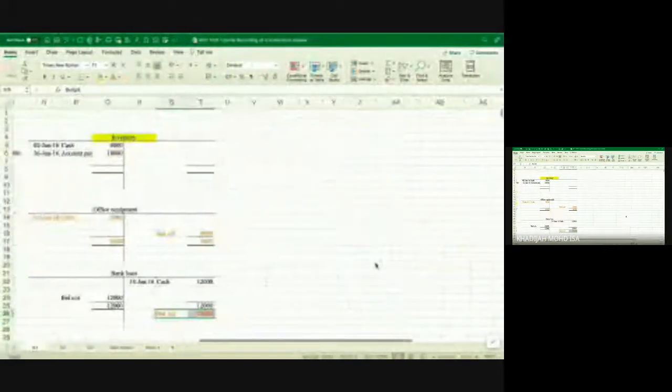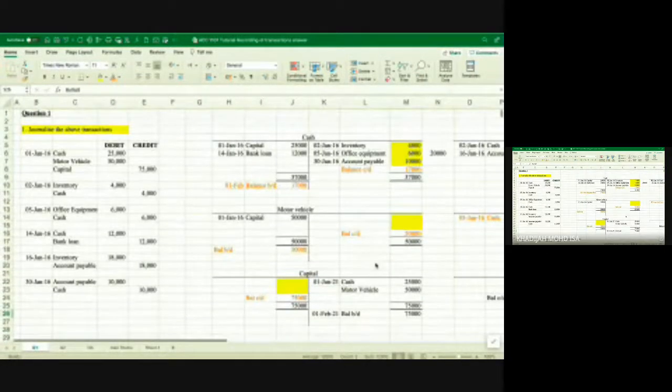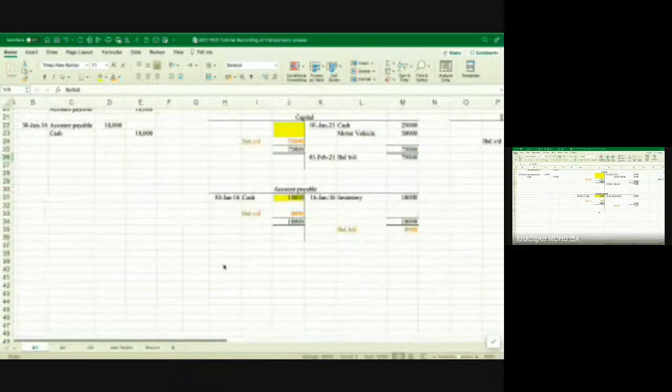So where is my trial balance? I don't see my trial balance. Oh my God, what happened to my trial balance? Okay, I don't have any trial balance here. So let's do this, let's prepare a trial balance.